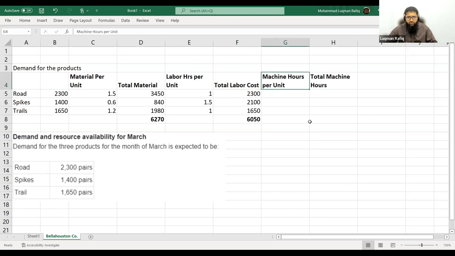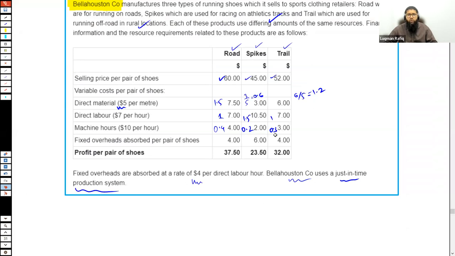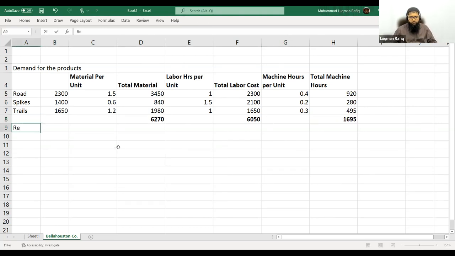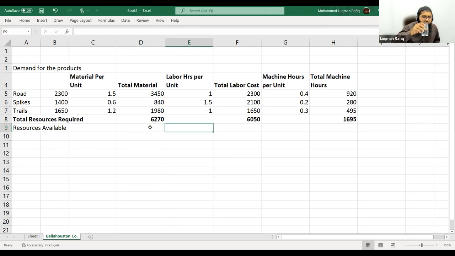When we talk about machine hours per unit, it's 0.4, 0.2, 0.3. So this is what we have. Total resources required. Resources available. Okay, just wait a bit, please. Because first of all, you need to identify the limiting resource without considering Run Wild.